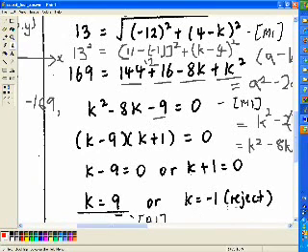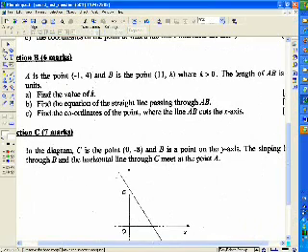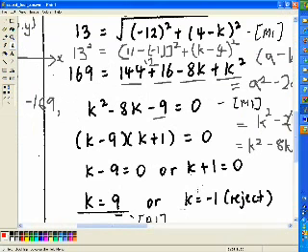But why is k equals negative 1 rejected? Let's take a look at the question again. It says that k is more than 0. That is why k equals negative 1 is rejected, and therefore this is your final answer: k equals 9. If you cannot remember how we factorize this quadratic equation, please refer to your previous notes, or you can look for me to help you go through this concept with you.